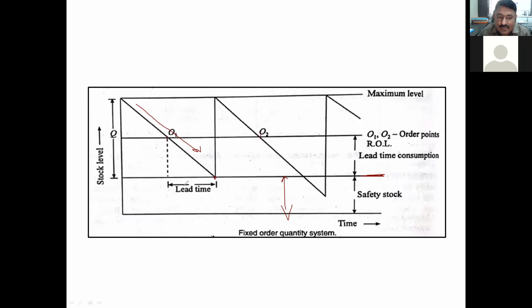So this is the time required, the lead time. Though you place the order at this junction, after this time your stock is going to increase. So this is nothing but lead time, and this is the maximum level. So this is the fixed order quantity system.